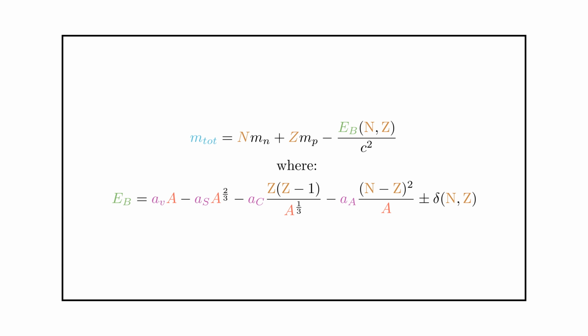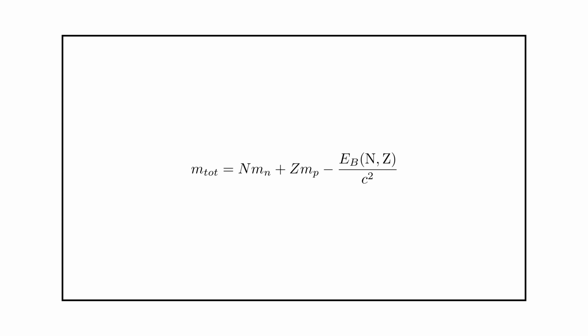Remember earlier when we wrote that E was equivalent to delta m c squared? Let's just ignore the full-sized binding energy formula for a second and plug delta m c squared in place of the E sub b term. Now we have delta m c squared divided by c squared, which lets us cancel that term and simplify. We're left with m total equals n times m sub n plus z times m sub p minus delta m. Delta m is a term we've seen before too.